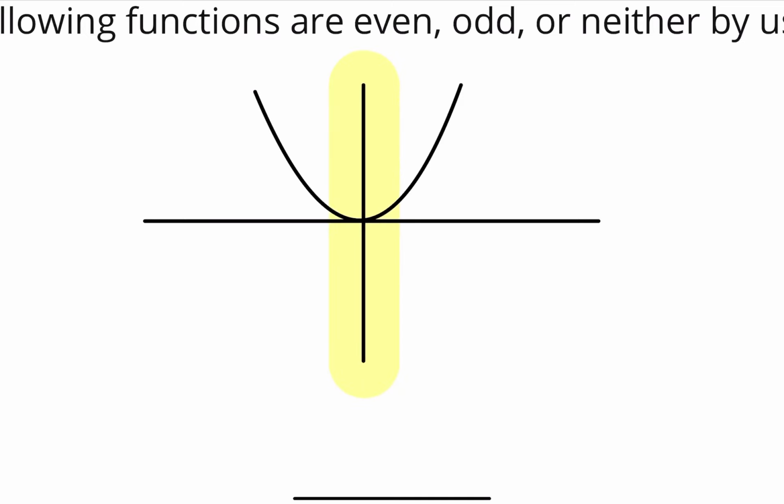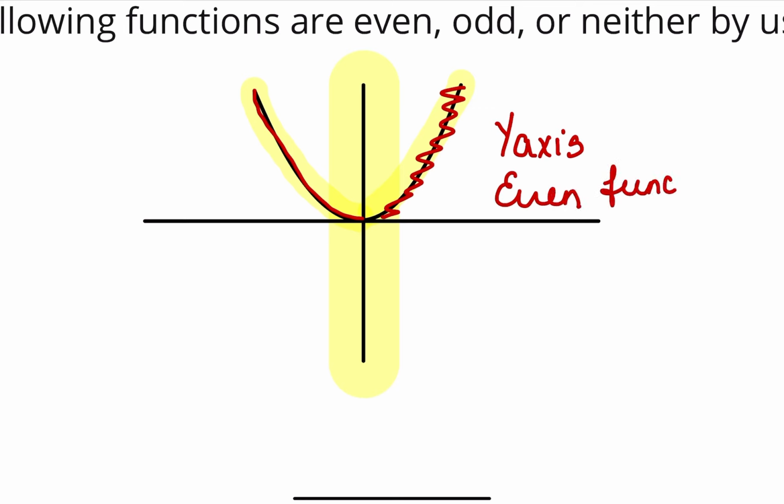Now, what do I mean? If you look closely here, my y-axis is dividing this function exactly into half. If I flip this part of the function along the y-axis, I will get exactly the other part. It is symmetric along the y-axis. So if your function is symmetric along the y-axis, it is an even function.